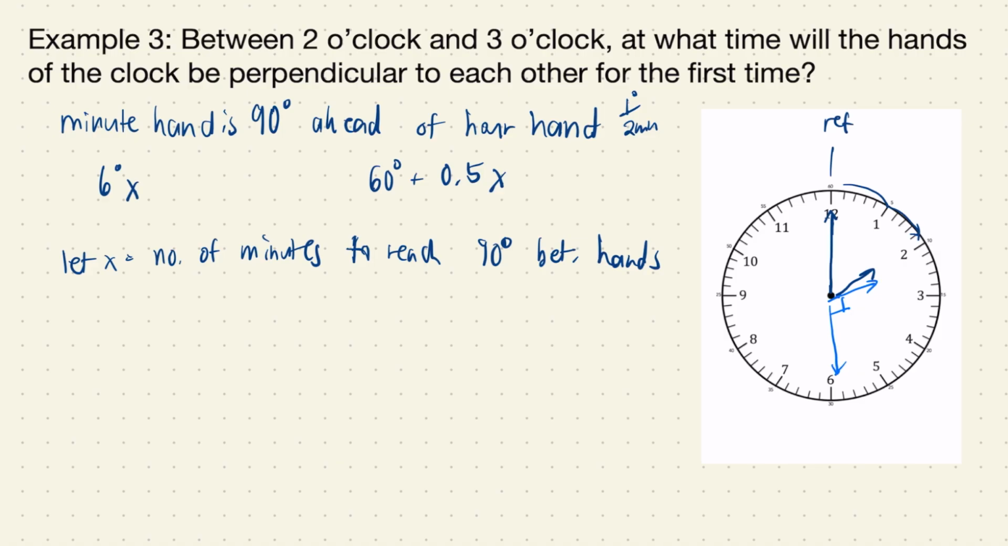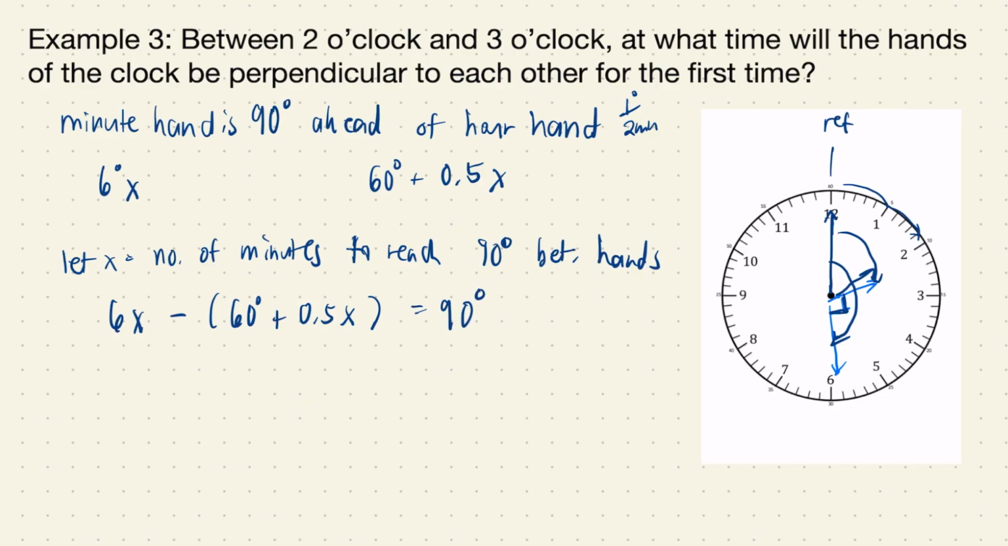So that is basically it. Para makuha natin, yung 6x, dahil ahead siya dun sa hour hand. So, para makuha natin tong 90, kailangan i-subtract natin tong angle na to sa angle nung magiging hour hand. So, it will be 6x minus the angle of the hour hand, 60 degrees plus 0.5x, and that should be equal to 90 degrees. Okay?